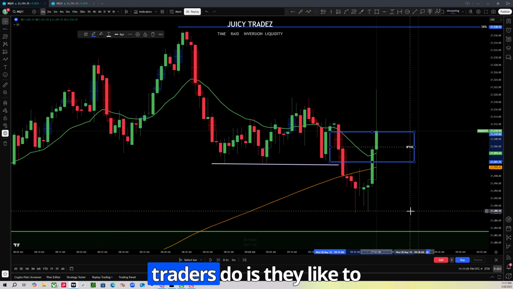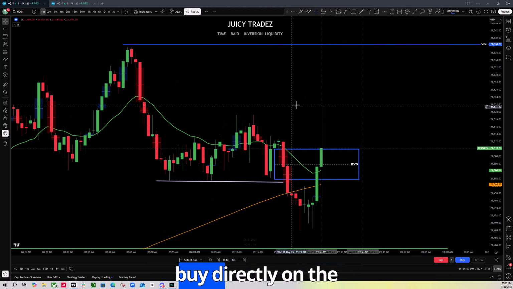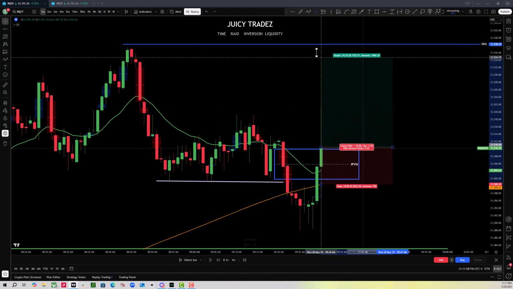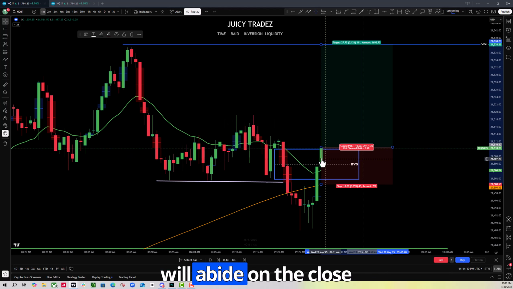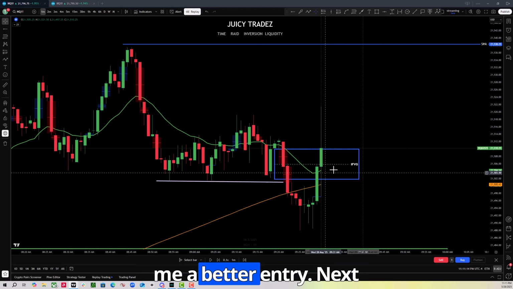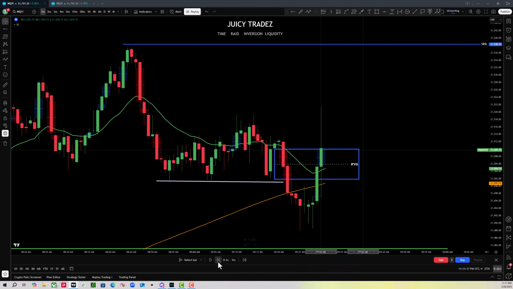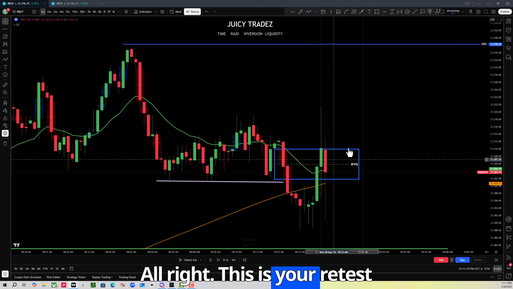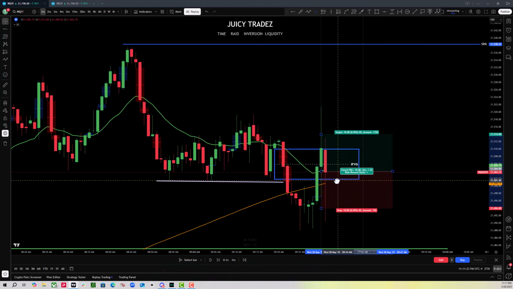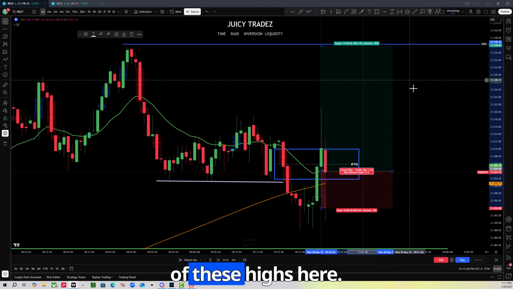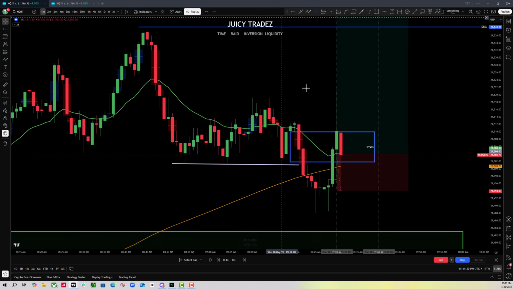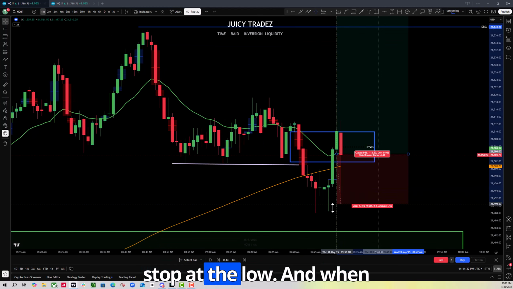Now, a lot of the IFVG traders like to buy directly on the close above. There's a certain situation where I will buy on the close above, but for me, I mainly wait on the retest. It gives me a better entry. Next candle comes in. All right, this is your retest candle. Very aggressive candle, but this is your entry. We're going to target both of these highs here. We're going to put the stop at the low.